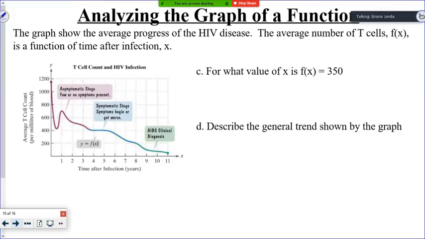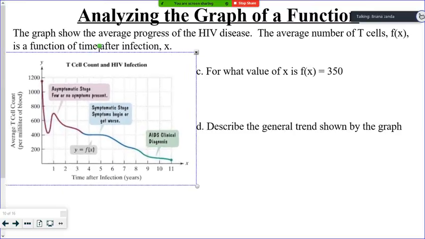So I want you to look at the picture. For what value of x is f of x equal to 350? What do you think? 7, 6. Yeah. Let me see if I can make this even bigger.